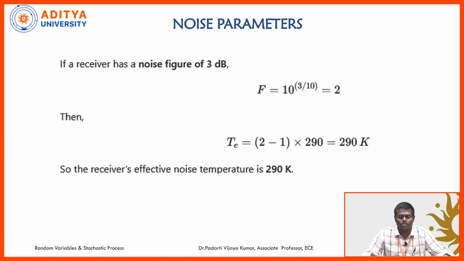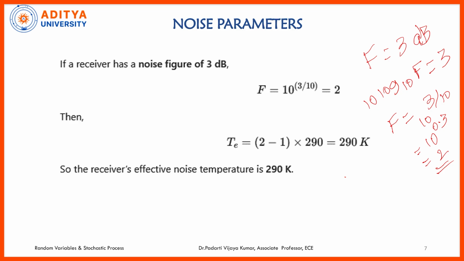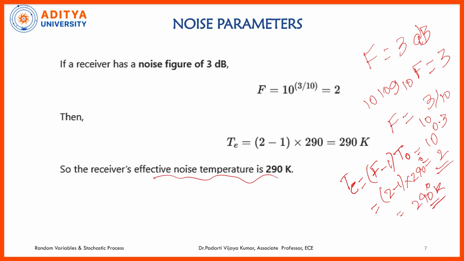Let us see one problem, how to get the effective noise temperature. Assume the noise figure is given as 3 dB. In decibels, 10 log10 F is equal to 3. From this, F is equal to 10 power 3 by 10, which is 10 power 0.3, which is mathematically equal to 2. That means the noise figure in normal value is 2 when it is 3 dB. For effective noise temperature, we know the formula: T equals F minus 1 into T naught. F is 2 minus 1, T naught is a fixed value 290. So, 2 minus 1 into 290 is 290 degree Kelvin. This is the receiver effective noise temperature.